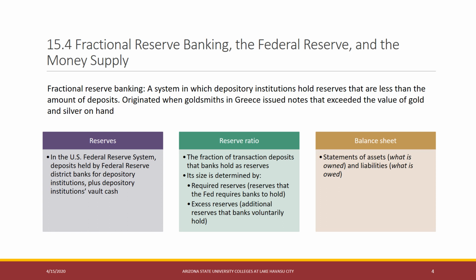Our third focus is on the balance sheet. It is a financial statement of all the assets and liabilities of any business entity, including the financial institutions and the Federal Reserve System. There are 2 items that you can see on the balance sheet. One is assets, and assets are what is owned, and the other is liabilities, and liabilities are what is owed.